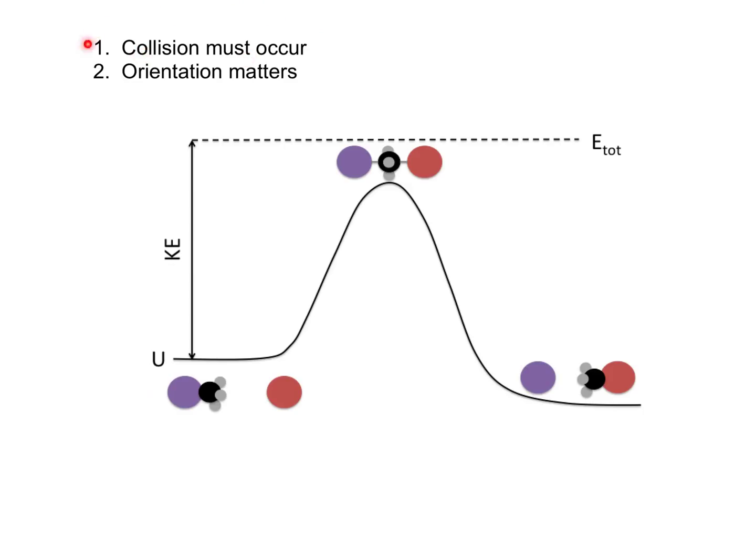A collision must occur between the nucleophile and the electrophile, and the orientation of that collision matters. If the nucleophile collides with the electrophile on the side where the leaving group is attached, you would not expect any reaction to happen because the nucleophile cannot make a bond to the electrophilic carbon. However, if the nucleophile attacks from the back side, then we can form a bond between the nucleophile and the electrophilic carbon, breaking the bond to the leaving group.